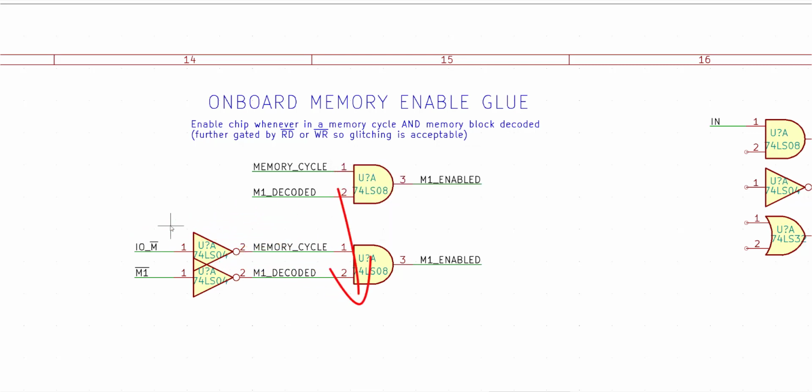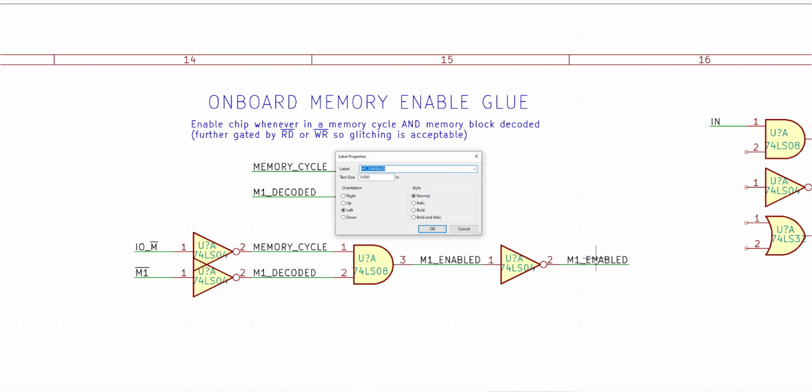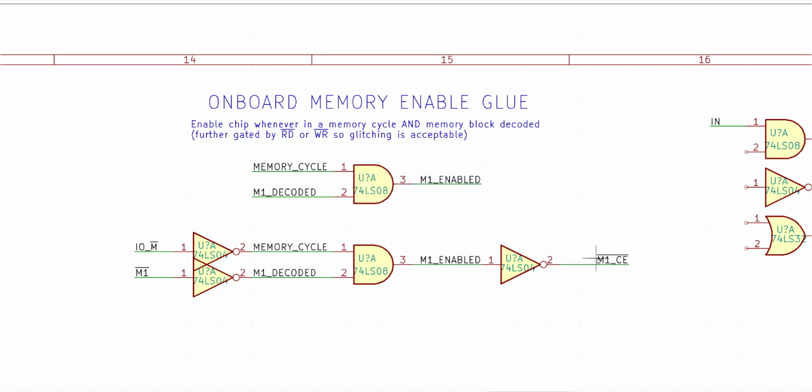Now the output signal to the memory device itself needs to be asserted low since the chip enables on the memory devices are all active low. So when M1 is decoded and when it's a memory cycle, the output of our AND gate will go high. I need to invert that because my actual board signal is active low M1 chip enable. So I'm going to grab another inverter and put it on the output. And this output I'm going to call active low M1 chip enable, and that's the actual signal on the board. The functional signals have now been converted to actual board signals.